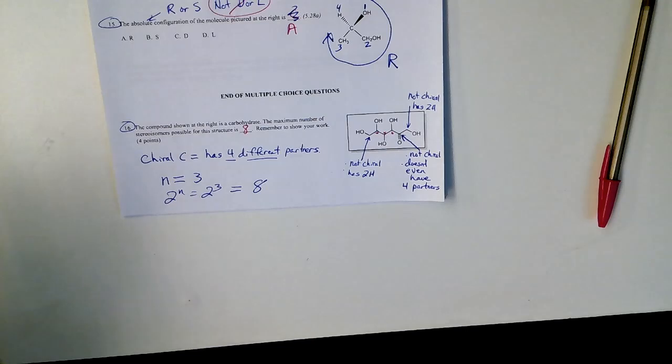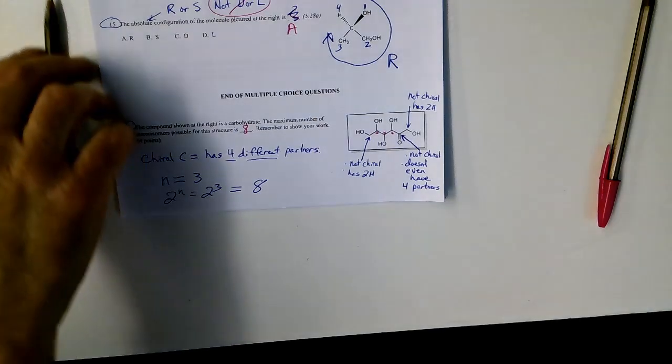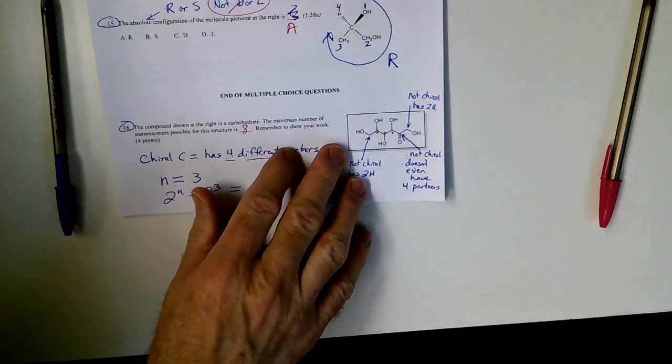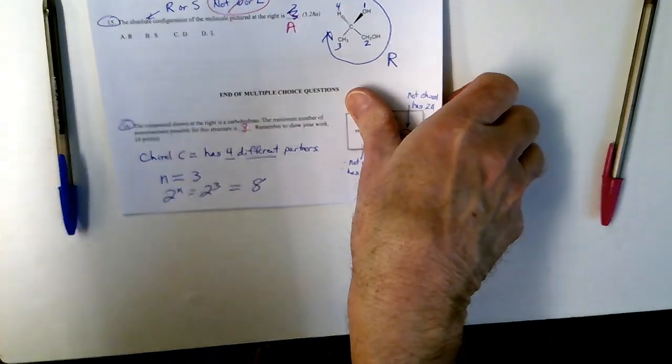I missed the double bond. Oh, the double bond? Yeah, that would be important. Yeah, it's got 2 bonds to one of its partners, but it's still just a partner. Okay, questions beyond that?